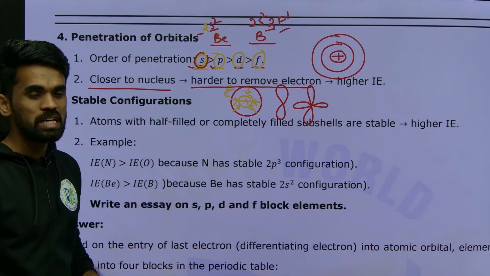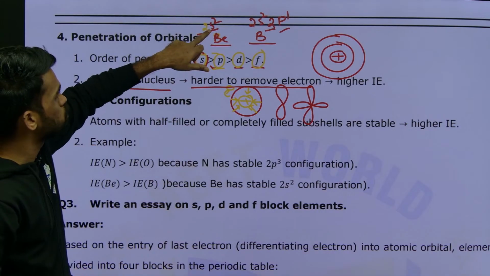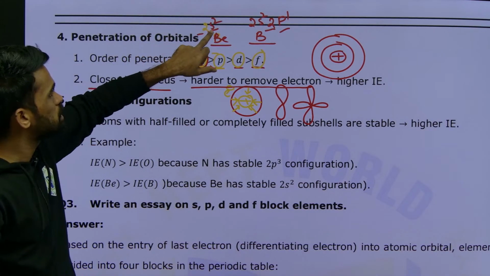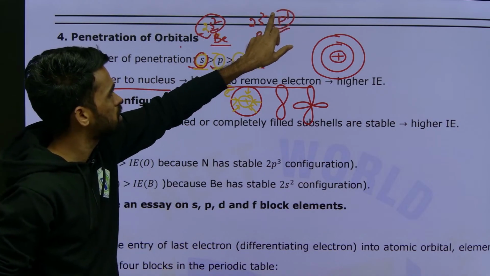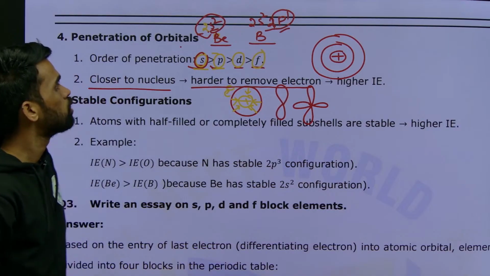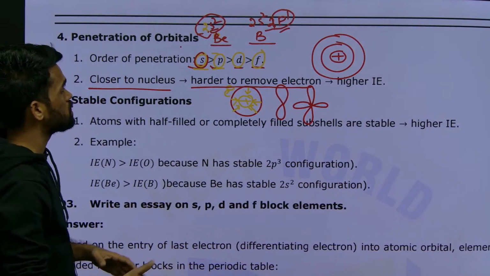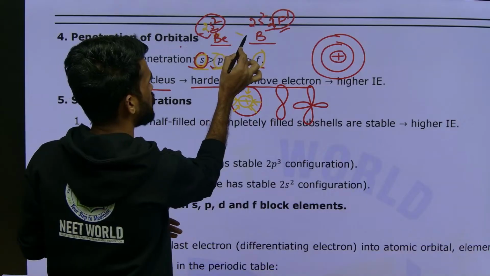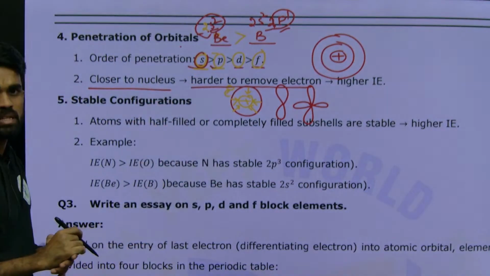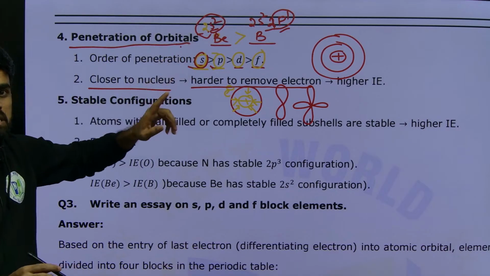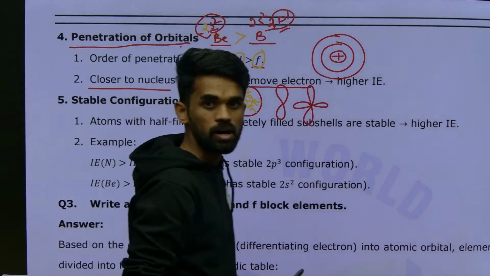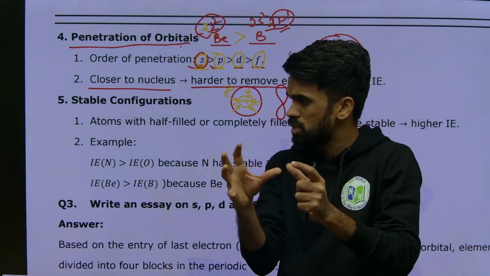Since the S orbital is closer to the nucleus, it is difficult to remove an electron from S. Therefore we remove the electron from P easily. So boron requires lower ionization energy when compared with beryllium. This will be the order of ionization energy. It is purely based on the penetrating capacity of orbitals. Okay, hope this discussion is clear.